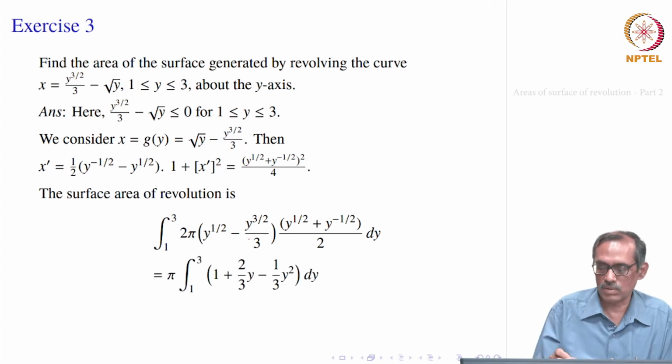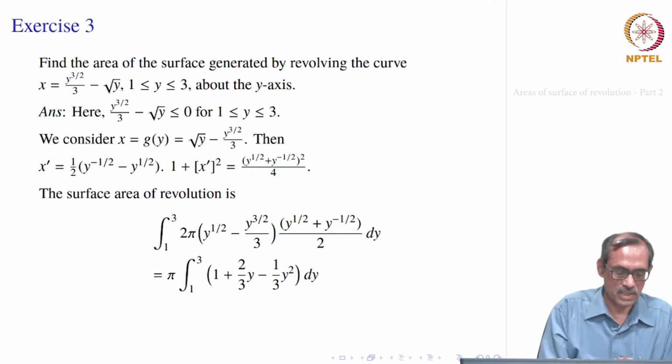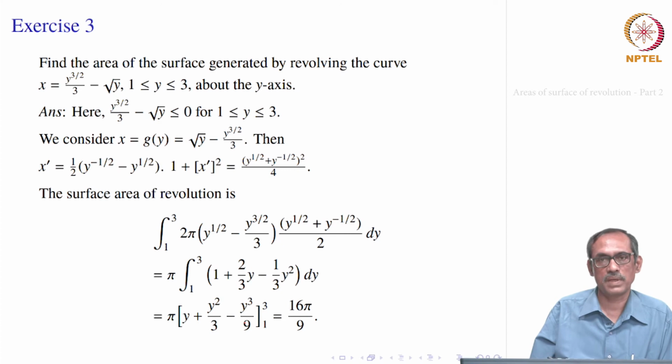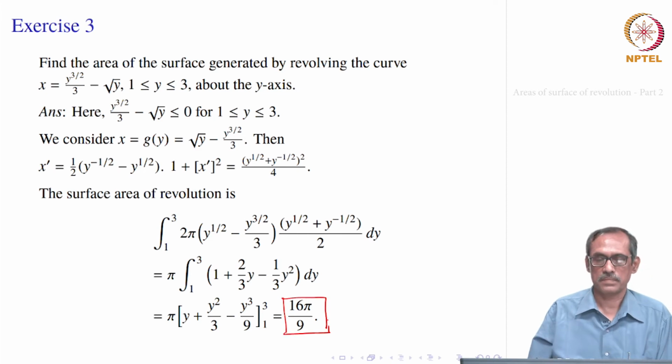So, now to integrate it, you just multiply. That gives 1 plus 2 by 3 y minus 1 by 3 y square, and its integral we have to compute. So, 1 gives y, 2 by 3 y gives y square by 3, 1 by 3 y square gives y cubed by 9. So, evaluate at 1 and 3 and simplify, verify this, that will be equal to 16 pi by 9.